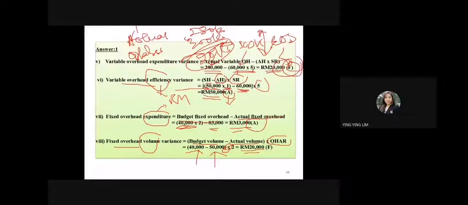So is it favorable or adverse? So you ask yourself. When you budget, you're going to produce 40,000. But now in actual, I'm producing 50,000. So definitely in actual, you overproduce. So you overproduce means it's good. So it's favorable.